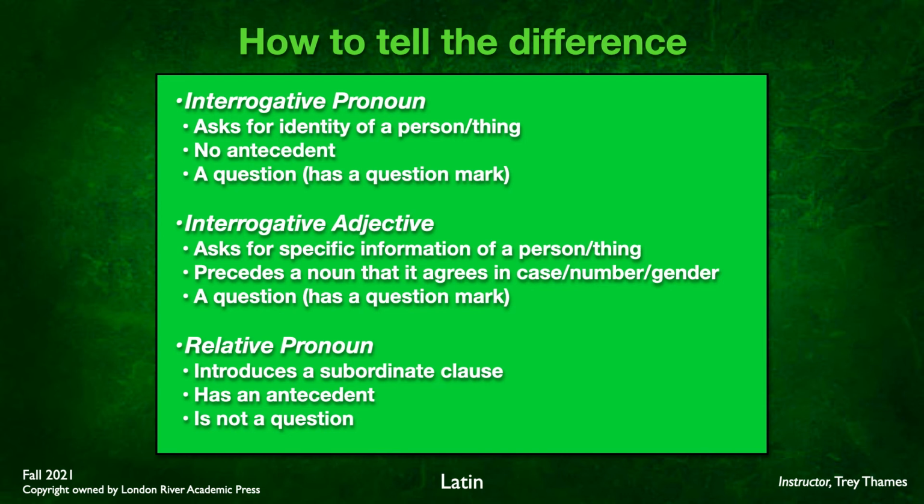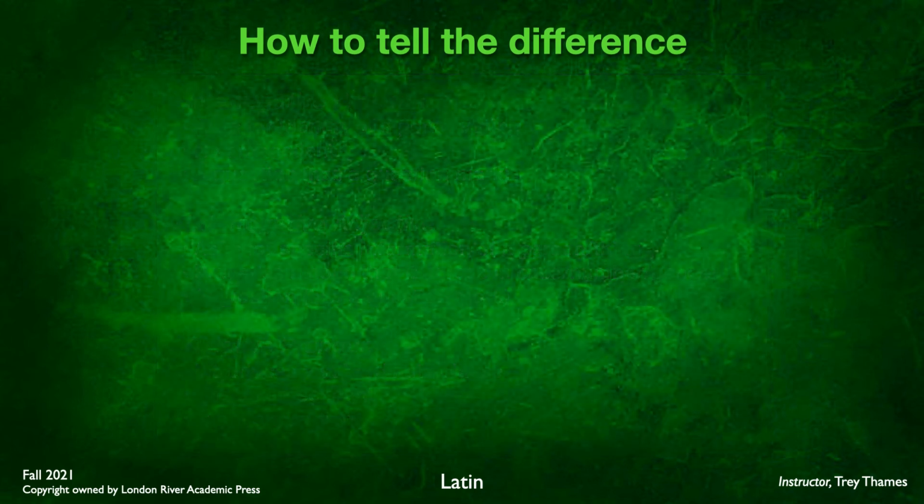Now, the relative pronoun, as you remember, introduces a subordinate clause. So it'll be a part of a clause with its own verb. So when you see that, it is neither the interrogative pronoun nor the interrogative adjective. This is the relative pronoun, and it's going to have its own antecedent in the main sentence, and it is not a question. So that's how you tell the difference. Let's look at a couple of examples here.